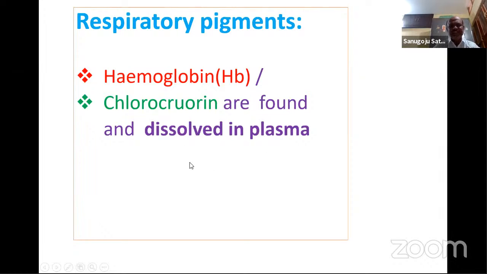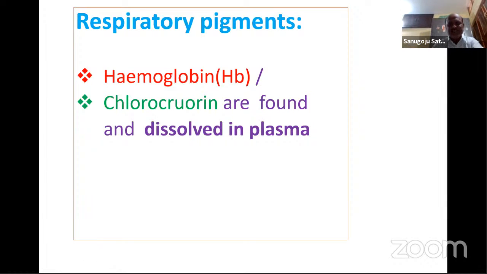What is meant by blood, children? Blood is nothing but the liquefied connective tissue. As we studied in lower classes, blood is the liquefied connective tissue in which plasma and blood cells are present. 45% is blood cells, whereas 55% is plasma. The plasma consists of 90% water. What are the blood cells? Okay, RBC, WBC, and thrombocytes.